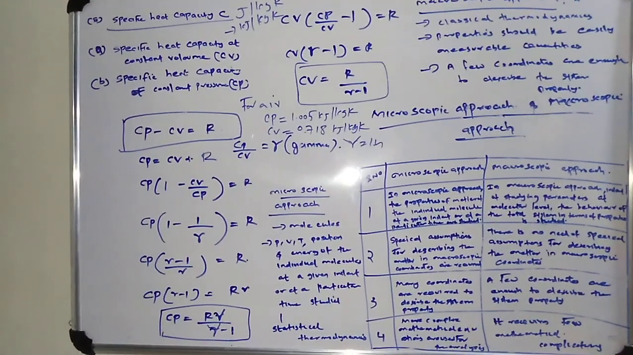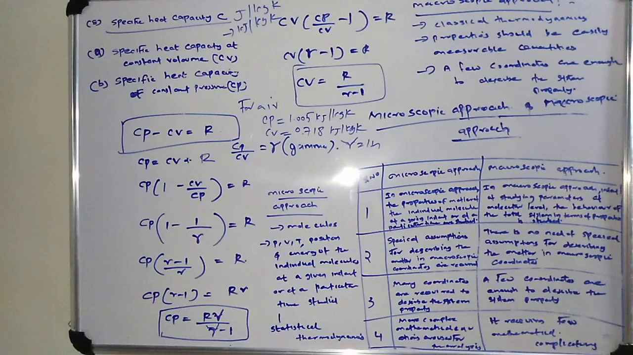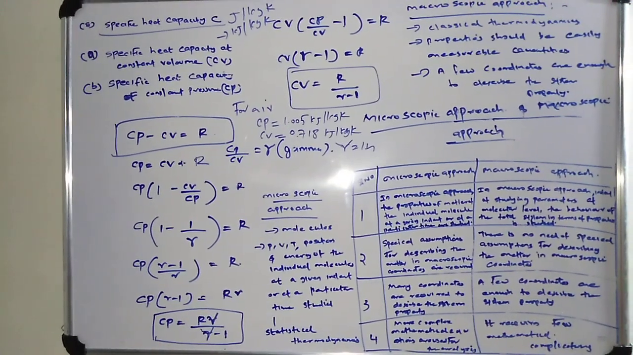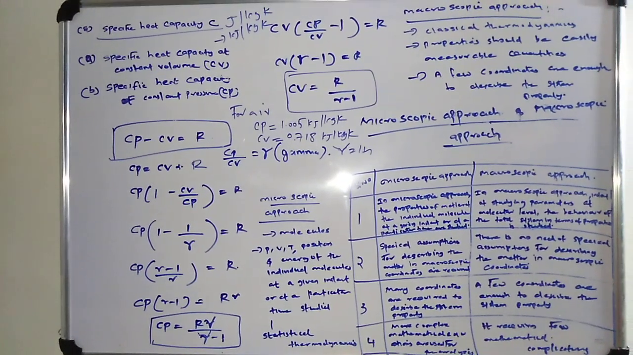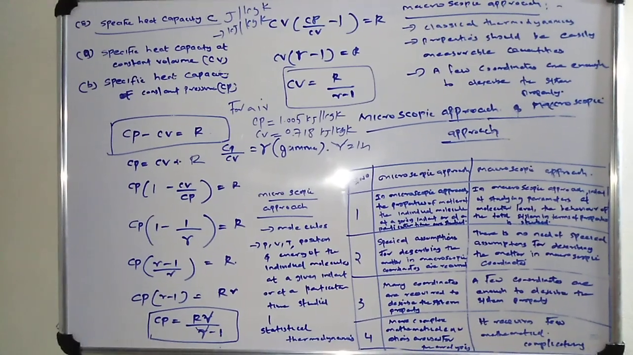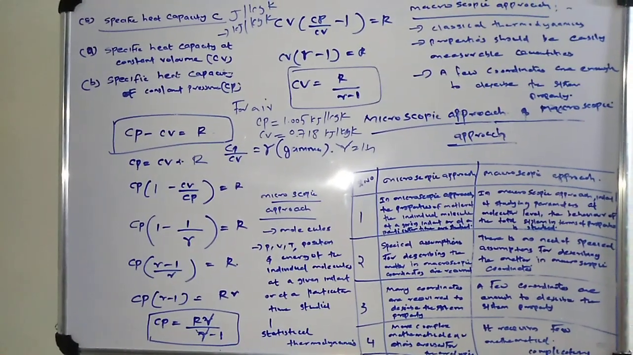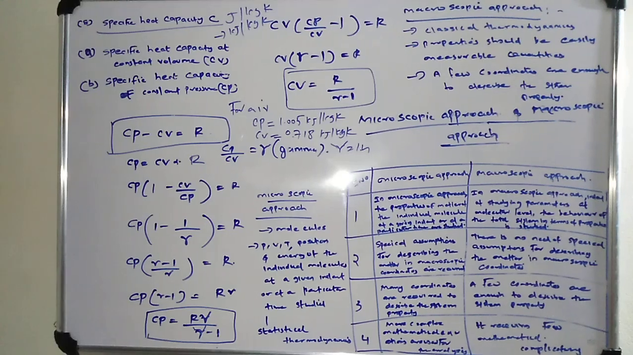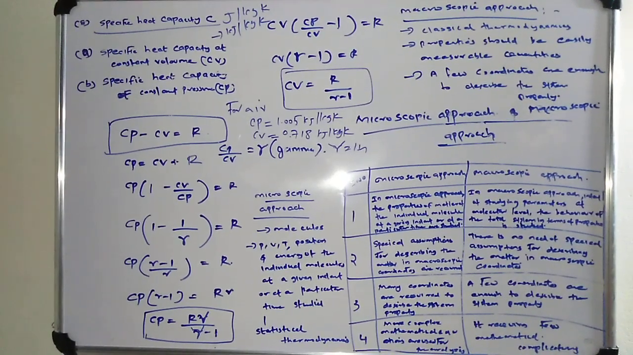Then, in the case of air, Cp is equal to 1.005 kilojoule per kg Kelvin, Cv is equal to 0.718 kilojoule per kg Kelvin, and the gamma value is equal to 1.4 for air. These are constant values.